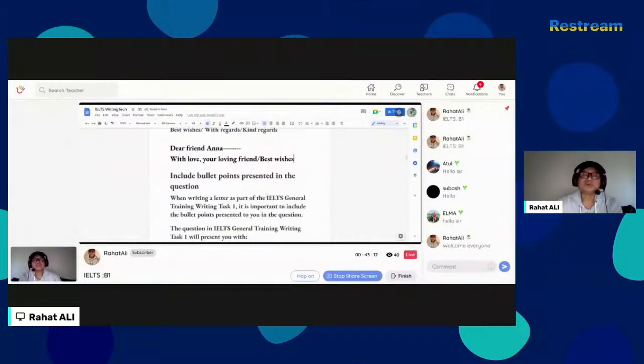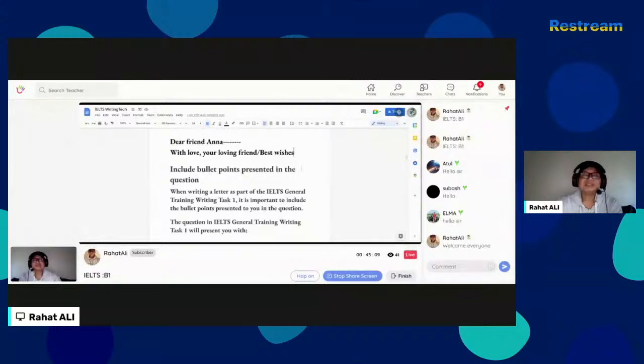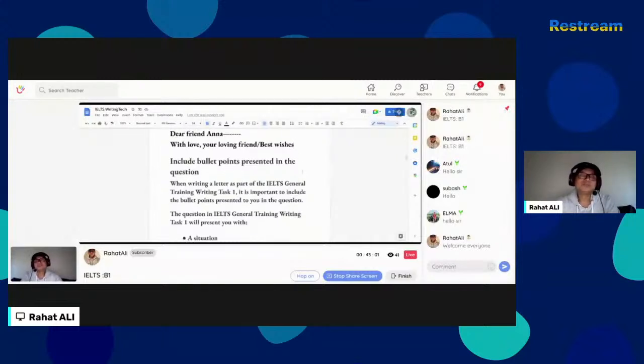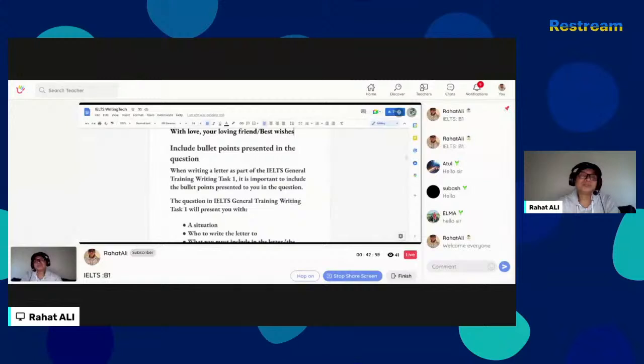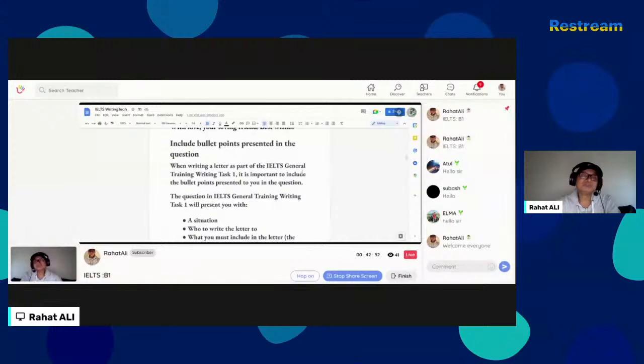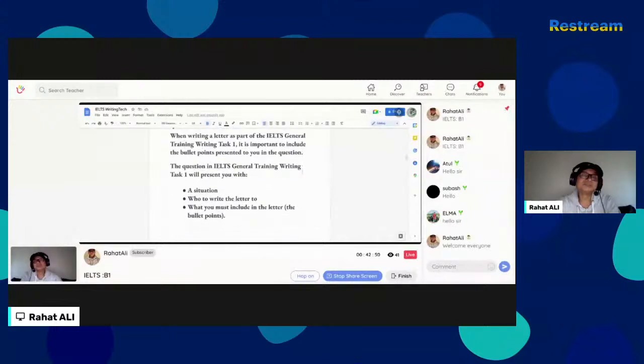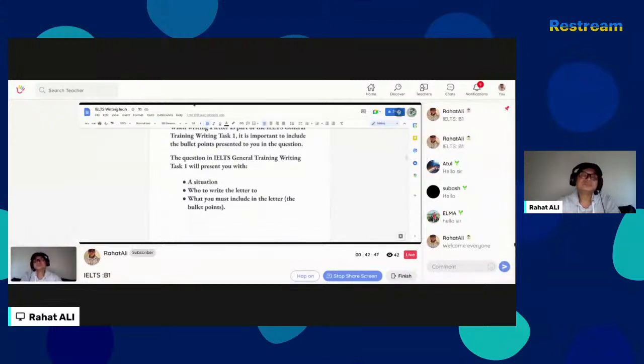So, what are the bullet points that we have mentioned earlier? Bullet points are those points and features that are asked of you in your writing topic. Please make sure when you write a letter as a part of the general training task, it is important to include the bullet points presented to you in the question. The question in IELTS general training task 1 will present you the situation, who to write the letter to, and what you must include in the letter, the bullet points.